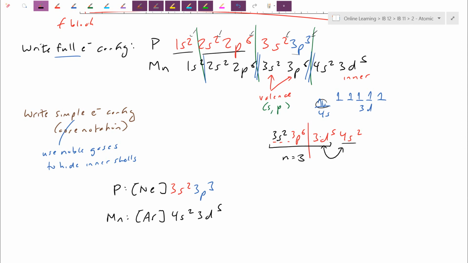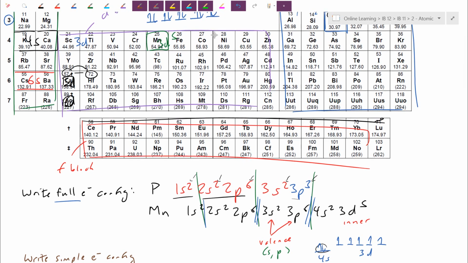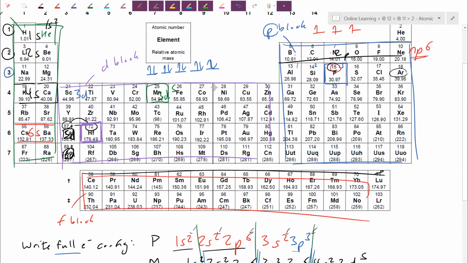Right? Let's do one more just for practice. We haven't really introduced the F's yet, so I just want to practice one more with you. Let's say I want to do the simple configuration for hafnium. If I had asked you for the full configuration for hafnium, you'd need to start off from hydrogen, 1s1, 1s2, and build all the way up until 72 electrons.